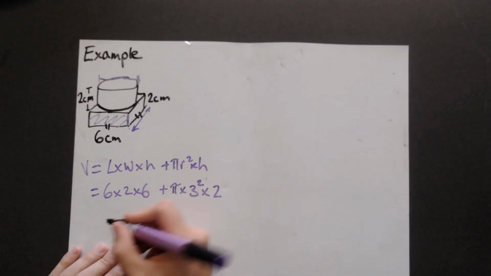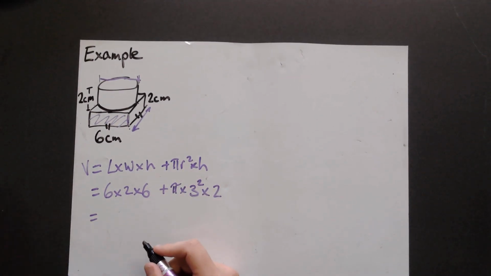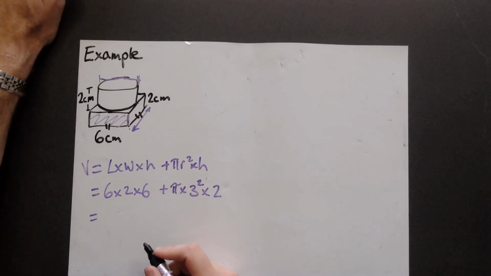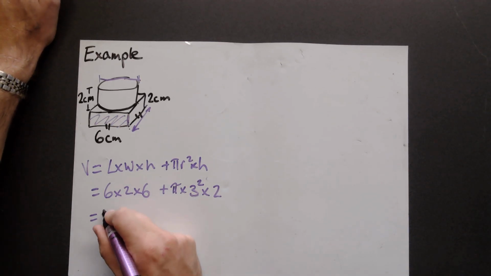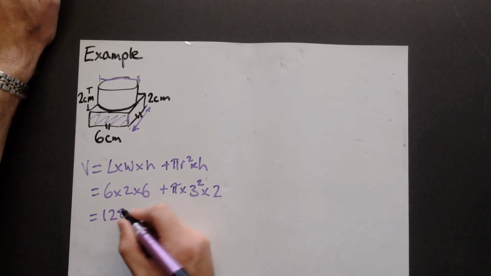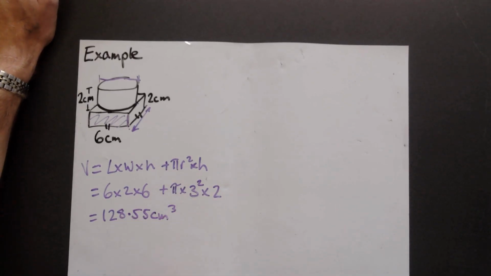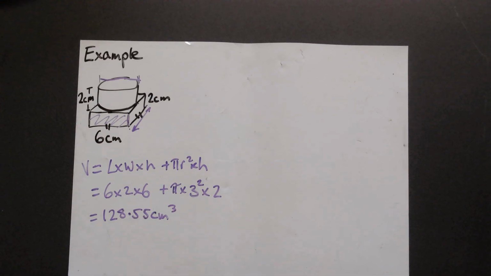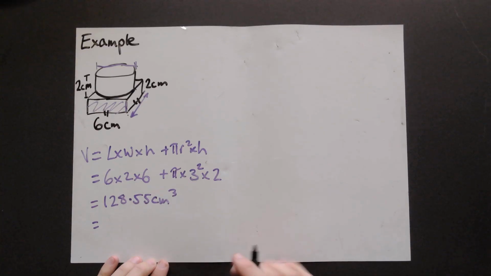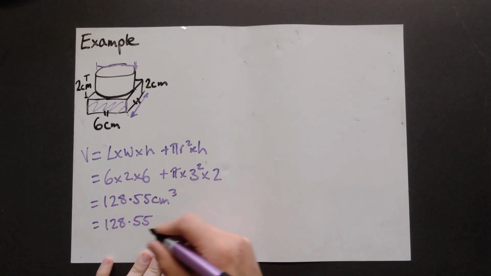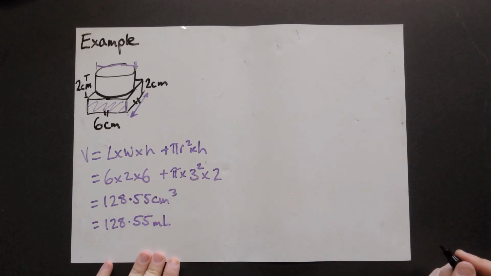Okay, so we're going to get here overall, and I'm just going to cheat here and have a look at what our answers are in the textbook so I don't have to worry too much. Now they do want milliliters, but when we work this out we get 128.55 centimeters cubed. But remembering we have that conversion, which is 1 centimeter cubed equals 1 milliliter. So in fact, our answer doesn't change. It's still 128.55 milliliters.